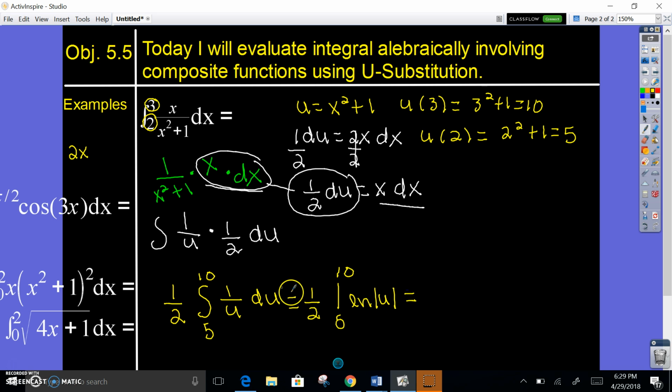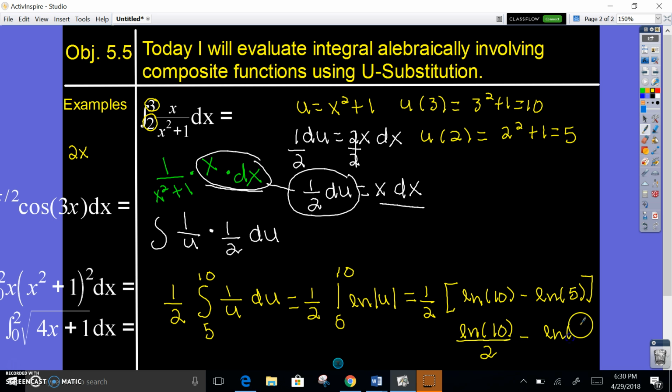And so now we're going to keep the 1/2 in mind and plug in our boundaries. We're going to get natural log of 10, absolute value of 10 is just 10, minus natural log of 5. Now, I don't actually know the estimation of those, and you don't need to. You can leave it like this. I'm going to distribute the 1/2 just to make it a little nicer. So natural log of 10 over 2 minus natural log of 5 over 2. And that is our answer.